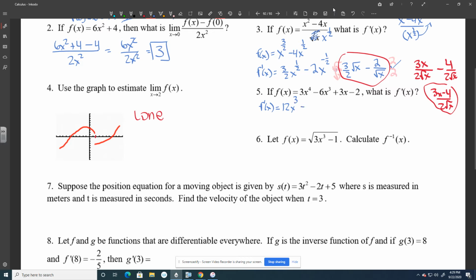The 3 multiplies down to become negative 18x squared. Plus 3x becomes plus 3, and the minus 2 goes away. And that's going to be my derivative right there. That's all you have to do.